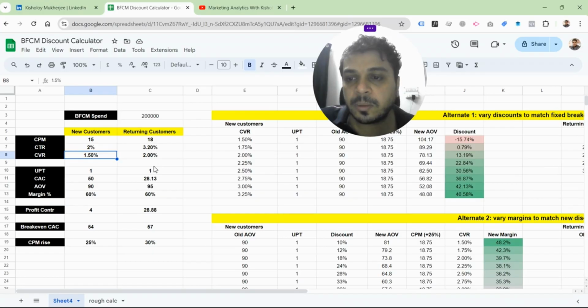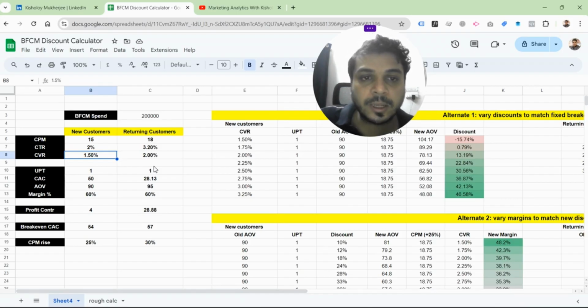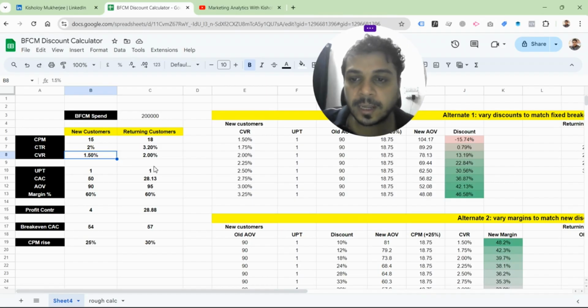So cost per acquisition has come out to be 50 for new customers and 28 for returning customers. Once again, this makes sense because returning customers would be less expensive, and new customers should be more expensive. So that's revisiting the basics of the economics. That's precisely why you have to split these two and look at the numbers separately.